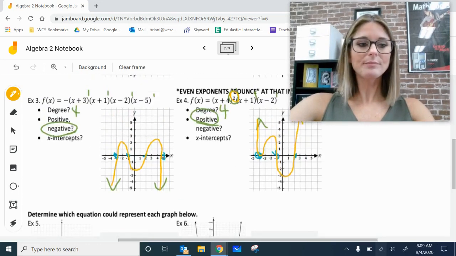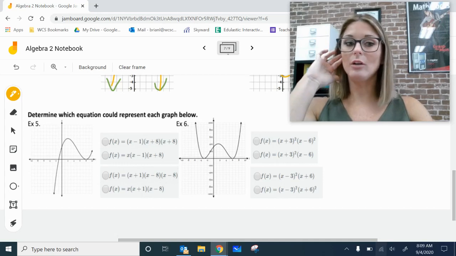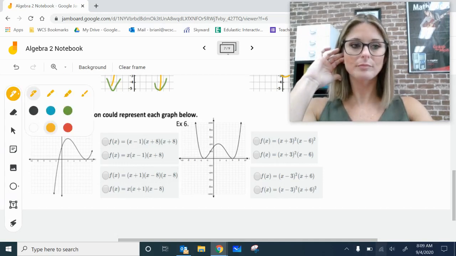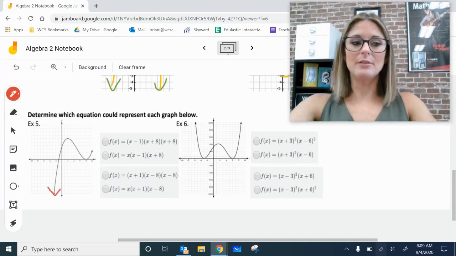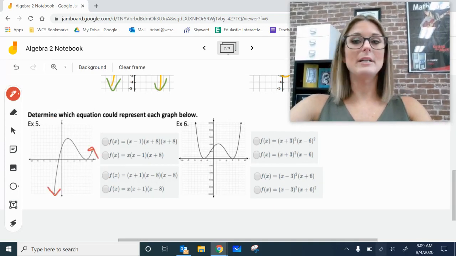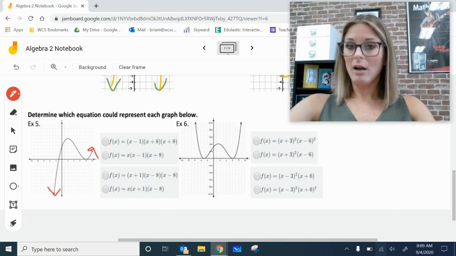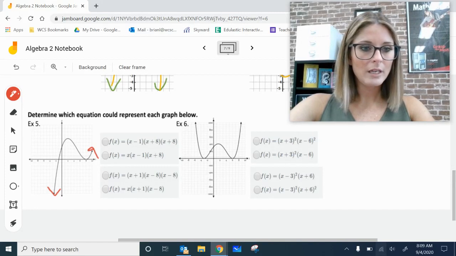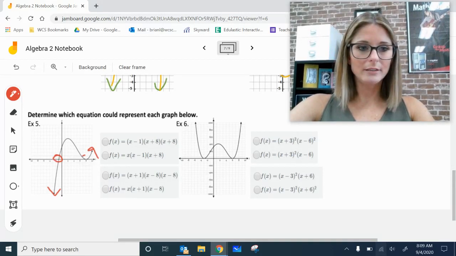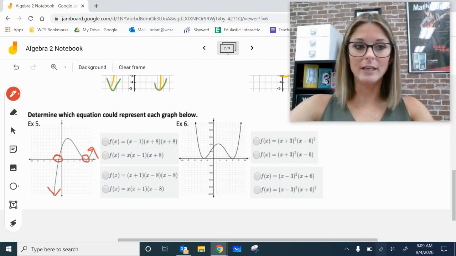Last two examples. Determine which equation could represent each graph below. Let's see. I'm looking at my end arrows. They are going opposite directions, so I know it's odd. I also know that it is positive, going up from left to right. So far, I don't think I have any winners that have helped me eliminate that. It is crossing right here and right here. Now, oh, but it's bouncing there.